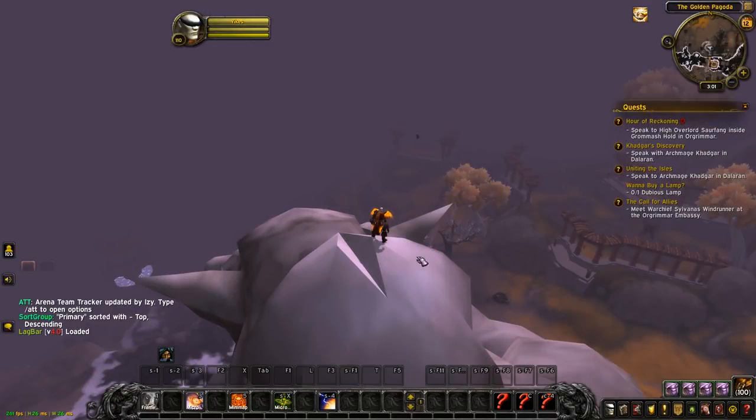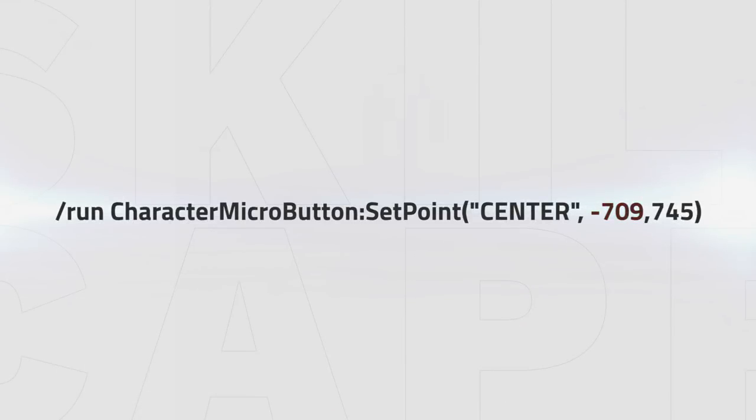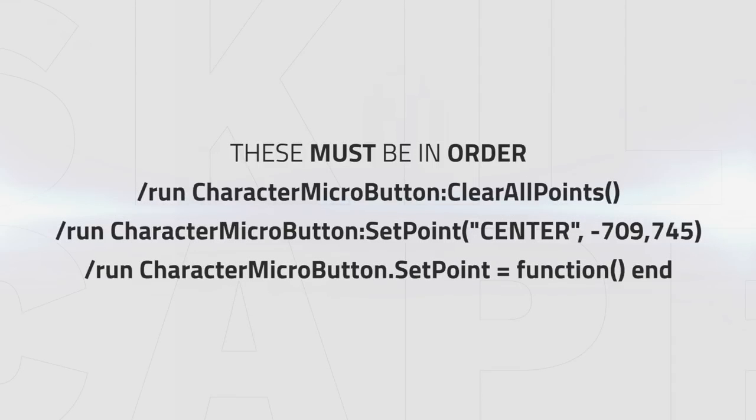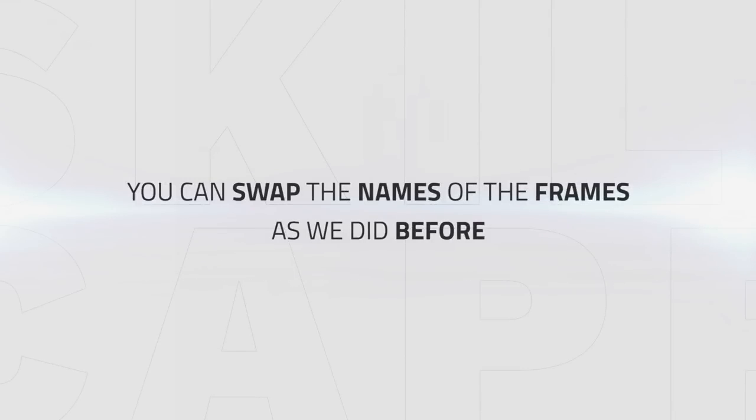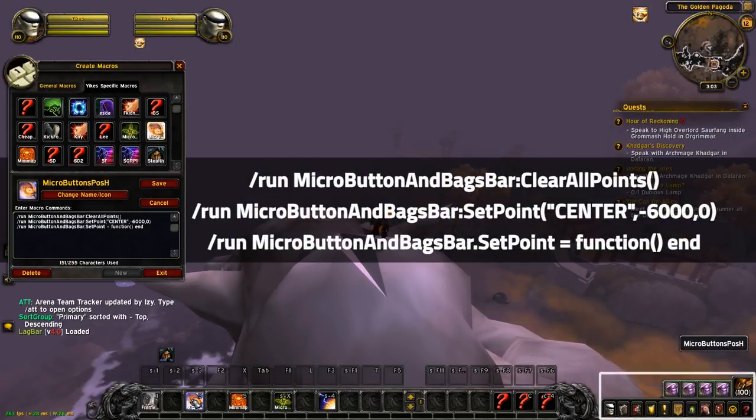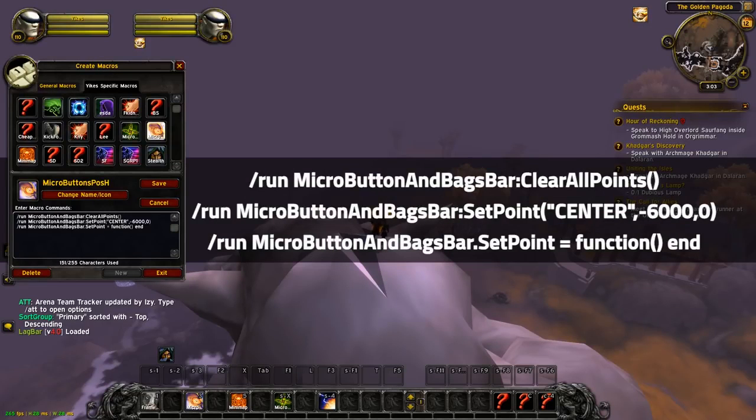Depending on your UI scale, this example won't work for you, but as you see, this changes the position of the micro menu to the top. The first number in the brackets is the X coordinate, and the second one is the Y coordinate. You can play around with the numbers in the brackets to position it everywhere you want. Keep in mind that you always have to have these 3 macros and use them in this order to position the frame correctly. And as you already know, you can swap the names and the frames you want to move as we did before. I choose a really high number for the Y value, so it moves the frame so far down that you don't see it anymore. Another way to hide something.